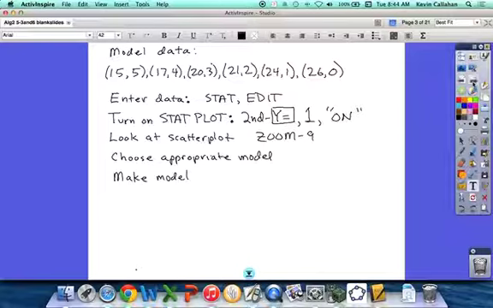Let me see. Maybe we need new batteries. Okay.